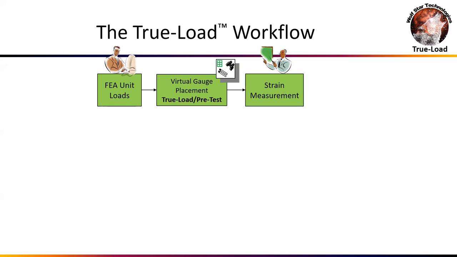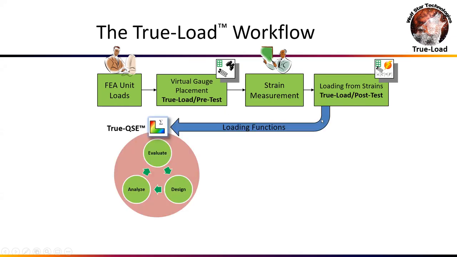So we can collect strain data in the lab, you can collect it in the field, you could collect it on your proving grounds or in your customer's hands. So we're just collecting time histories of strain data. And now that we've got these time histories of strain data, we're going to bring that into post-test. And now post-test is going to take the measured strains, multiply it by the correlation matrix from pre-test to develop for us time histories of loading functions. And now these are just loads in the structure.